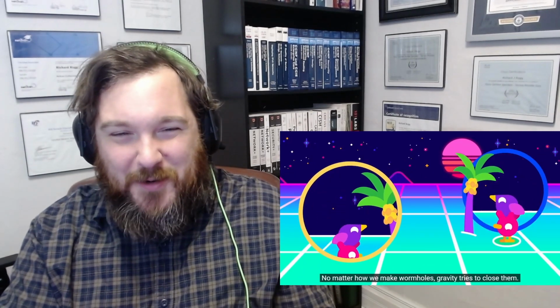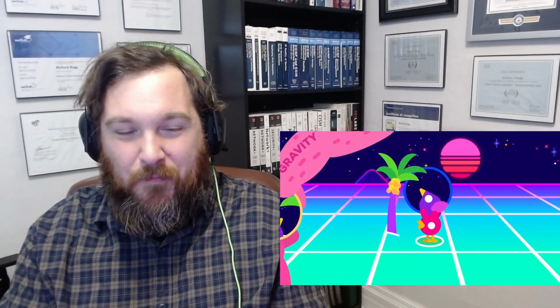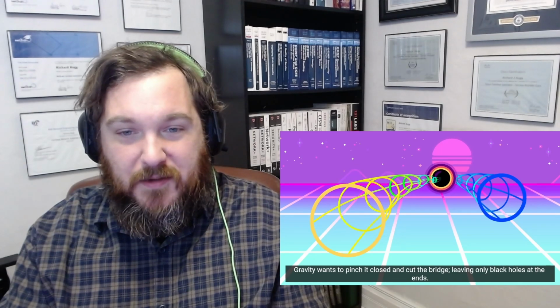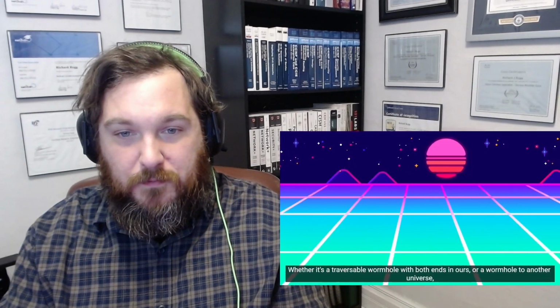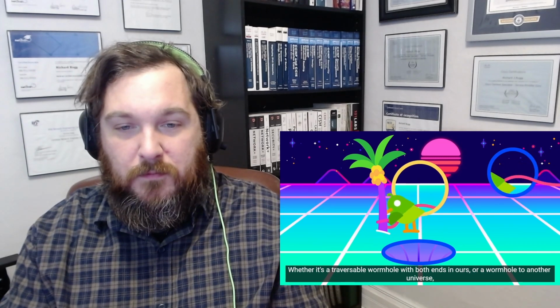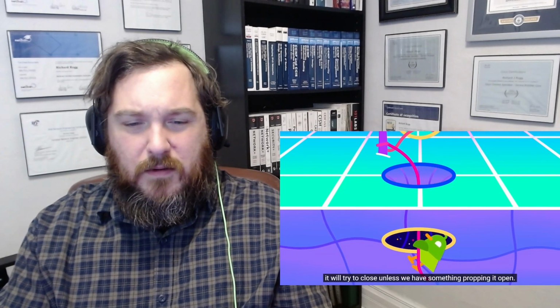To solve is keeping our wormholes open. I love the retro design that they're going with right now. Gravity tries to close them. Gravity wants to pinch it closed and cut the bridge. That makes sense. Leaving holes at the ends. Whether it's a traversable wormhole with both ends in ours, or a wormhole to another universe, it will try to close unless we have something propping it open. Is that where the negative energy comes from?